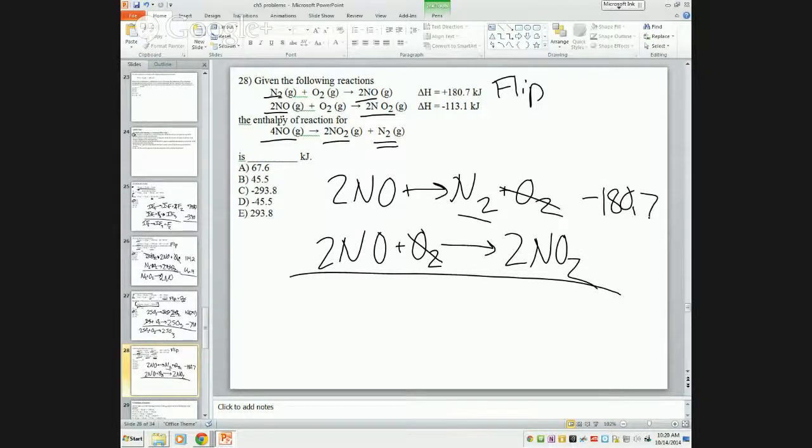And the second equation, oh wait, I messed up, didn't I? Forget what I said. I'm having a brain fart, guys. Which one did I flip? I flipped the first one. So yeah, all right. And then the second one, I just take as is, which is negative 113.1. And when I add those together, I get the answer, choice C.